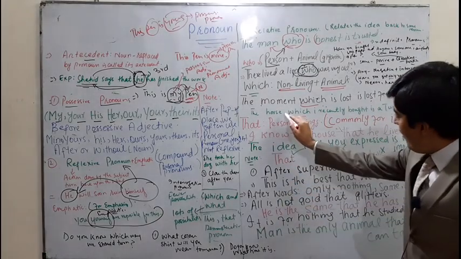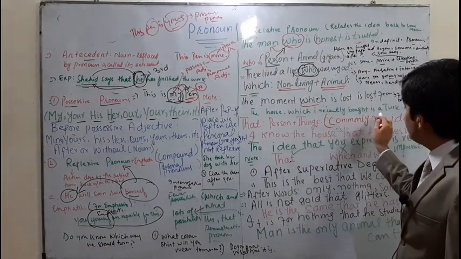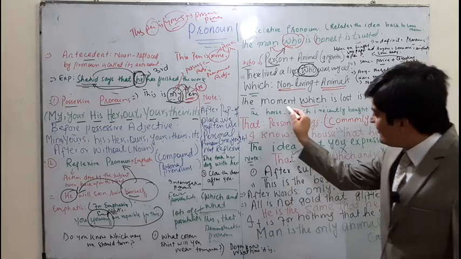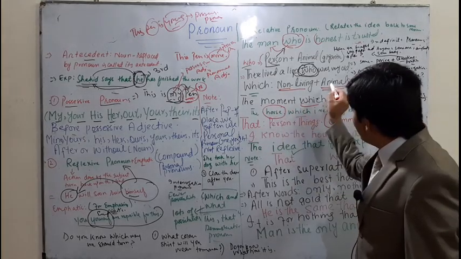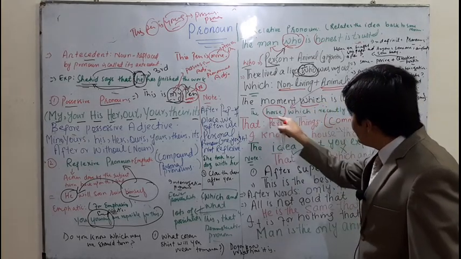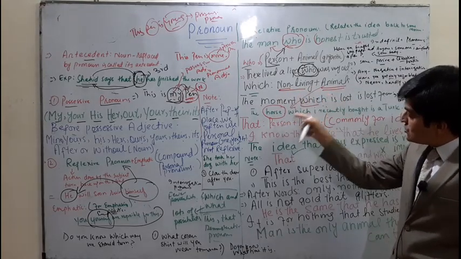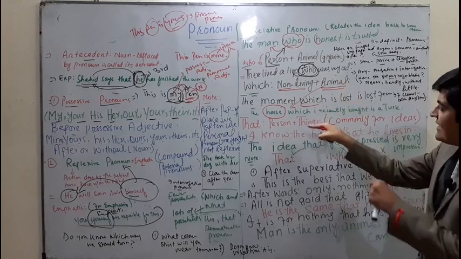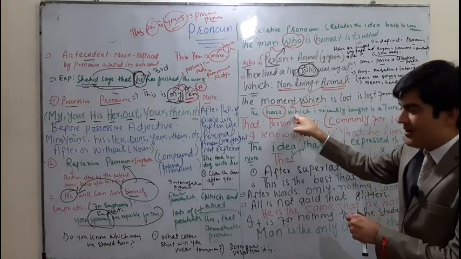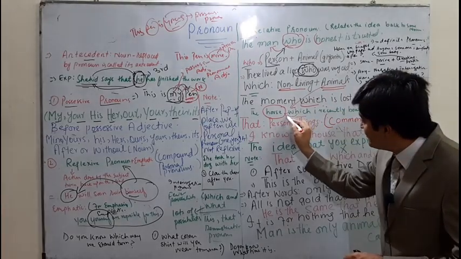Understand? The horse which I recently bought is a Turk. Horse is actually an animal. So as I said in the beginning, it can be used for non-living things and animals. So over here horse is an animal. That's why you can use "which". Which is actually referring to this animal.